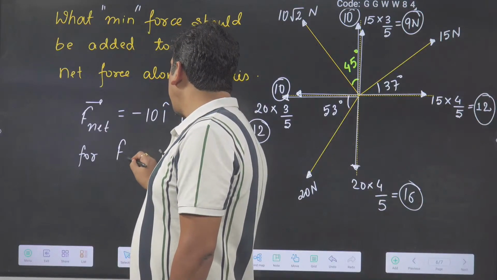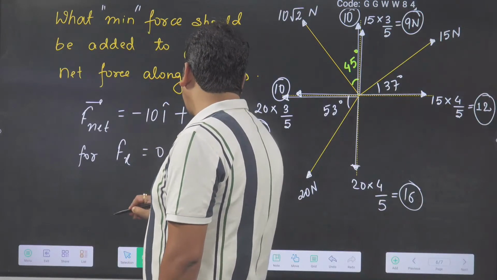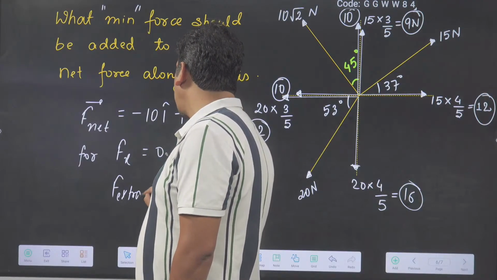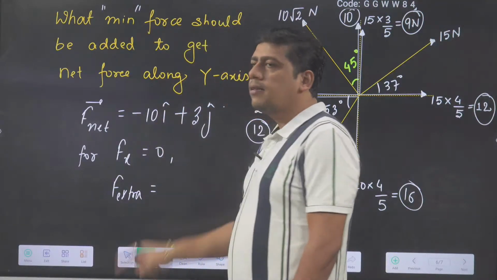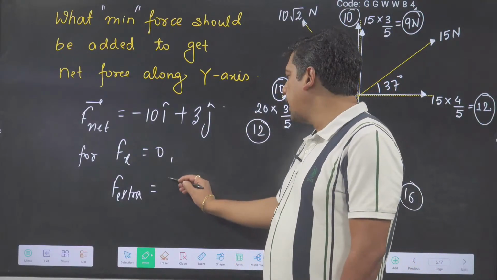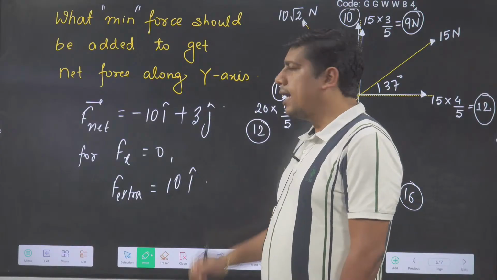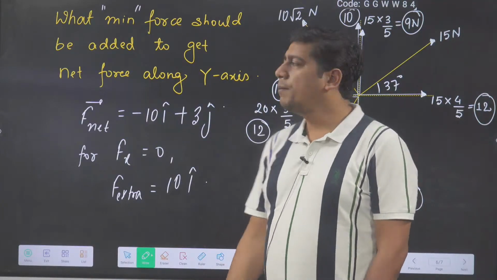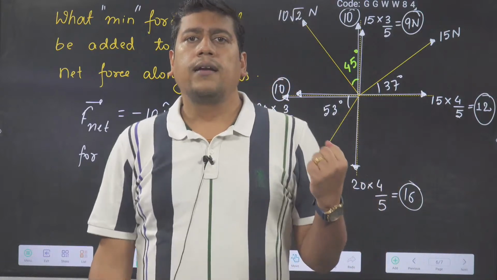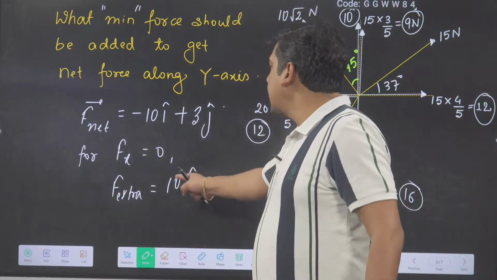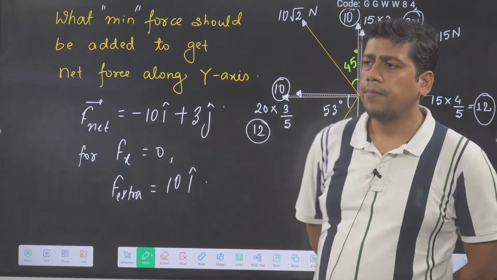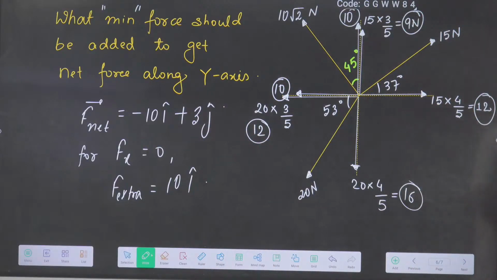So for Fx to be 0, the extra force which we should apply should cancel this minus 10 i cap. Which force will cancel minus 10 i cap? It will be 10 i cap. That means the extra force should be applied towards right, with magnitude 10. Then this 10 i cap cancels, and the net force will be 3 j cap. I hope this question is clear. It's a tough question.